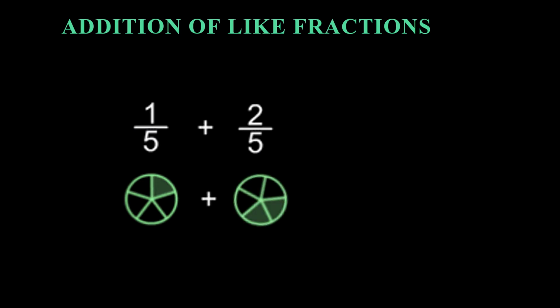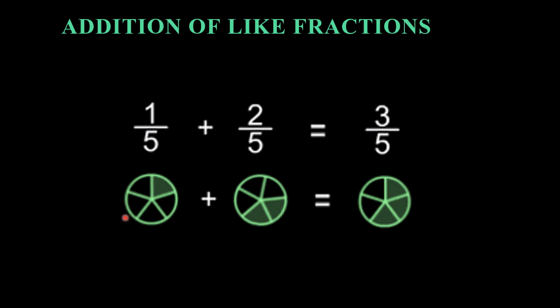Okay, how many are shaded? 3, isn't it? So the answer is 3 by 5. So add only the numerator. 1 plus 2 is equal to 3. Denominator should be the same. 1 by 5 plus 2 by 5 is equal to 3 by 5.